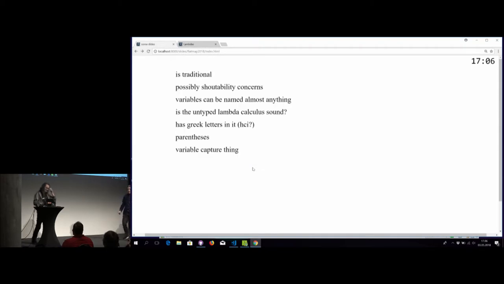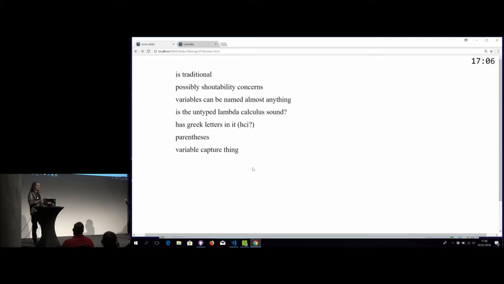Okay. That's the traditional syntax. So we have seen this before. Yeah, this is what we're all used to. Everyone's doing numbers with those. But now the purpose, I think Einar's objection, is that there are shoutability concerns. Yeah, it's not terribly shoutable, this syntax.